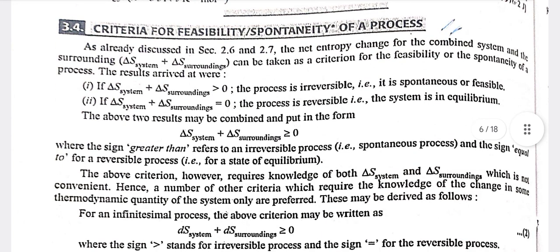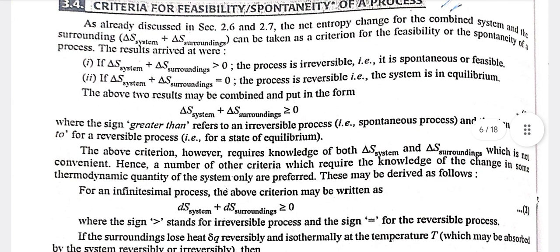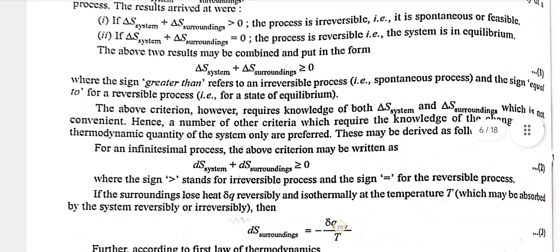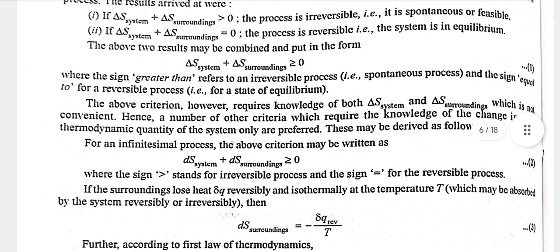The result is this: if ΔS system plus ΔS surroundings is greater than 0, the process is irreversible. It is spontaneous. If ΔS system plus ΔS surroundings equals 0, the process is reversible and the system is in equilibrium. The above two results may be combined and put in the form ΔS system plus ΔS surroundings greater than or equal to 0, where the sign greater than refers to an irreversible process and the sign equal to refers to a reversible process, or the state of equilibrium.